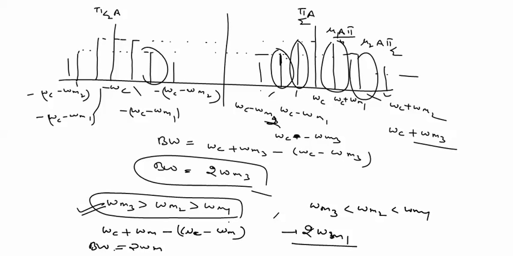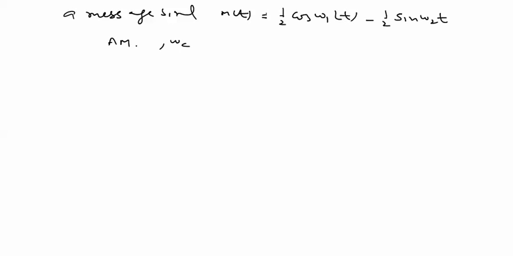We take a question from GATE 2009, a 2 marks question. A message signal m(t) is half cos omega 1 t, amplitude modulated with a carrier omega c to generate s(t) equals (1 plus m(t)) cos omega c t. What is the power efficiency eta? The resultant power efficiency of this modulation scheme.